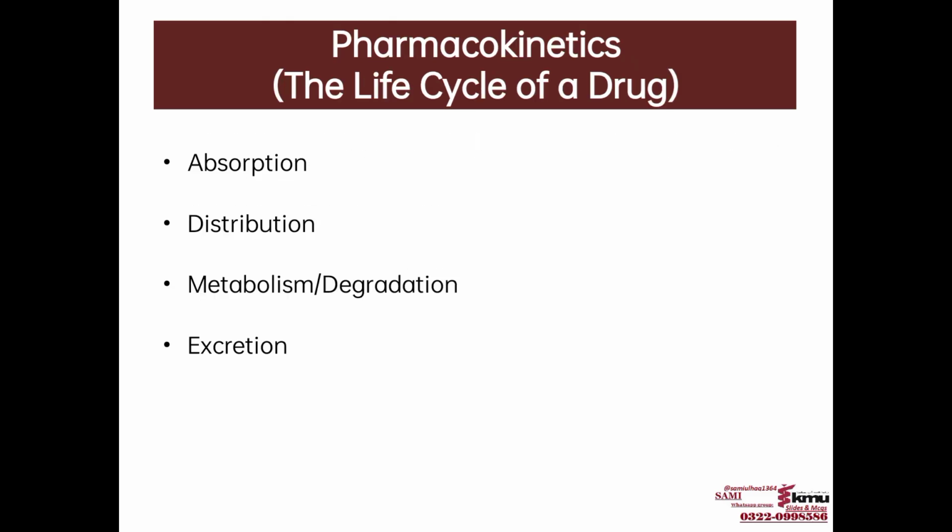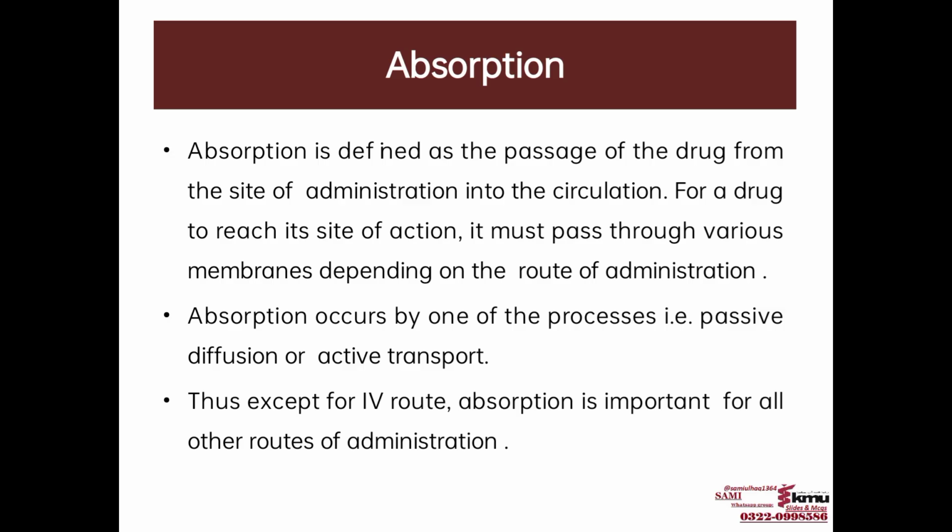Pharmacokinetics, the life cycle of the drug: absorption, distribution, metabolism, degradation or excretion. 4 phases. What is absorption? It is defined as the passage of the drug from the site of administration into the circulation. For a drug to reach its site of action, it must pass through the various membranes depending on the route of administration. Absorption occurs by one of the processes: passive diffusion or active transport.